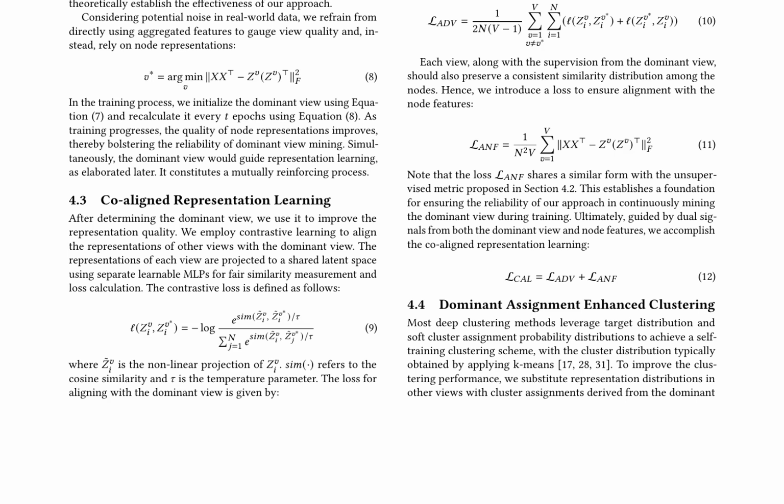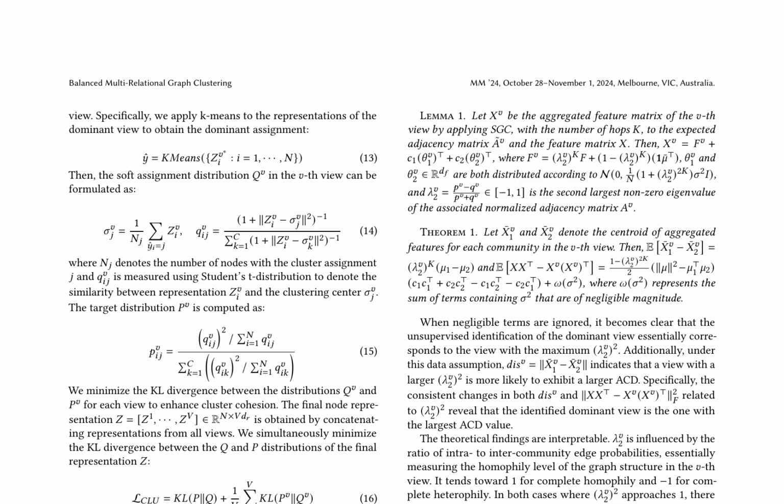By synergistically combining dominant view mining, co-aligned representation learning, and dominant assignment enhanced clustering, the proposed BMGC framework achieves high-quality clustering results. Balanced multi-relational graph clustering, or BMGC, is a novel method for identifying the dominant view in complex multi-relational graphs.